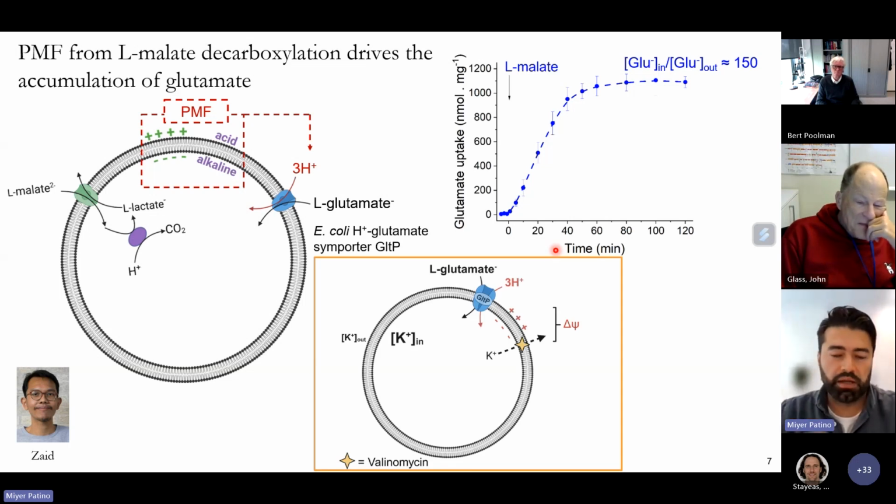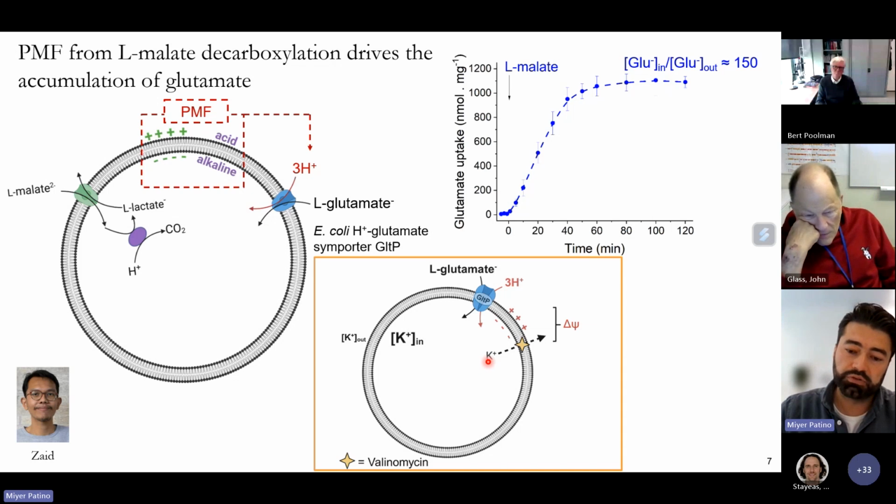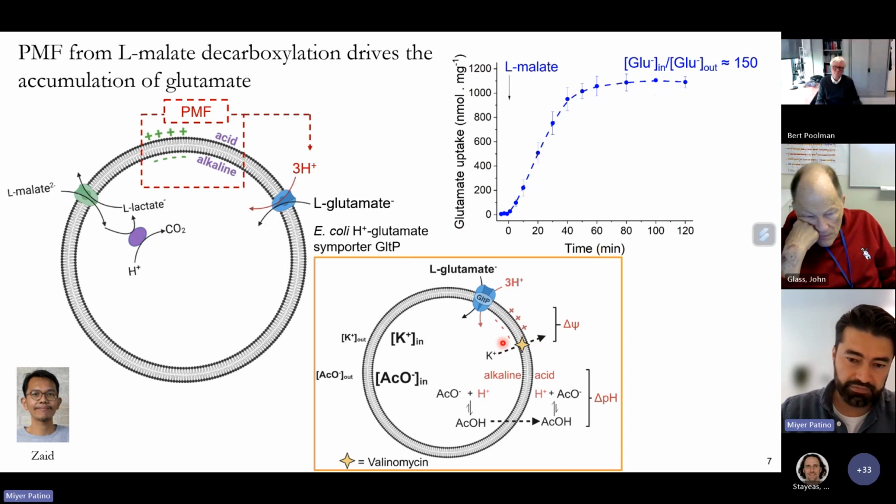But there are already experimental strategies to generate electrochemical gradients of protons in lipid vesicles. One of them is, for example, if you have an outward potassium concentration gradient and then you add valinomycin, which is an ionophore specific for potassium, potassium will diffuse outside, and that will generate a membrane potential, negative inside. If in addition you have an outward acetate gradient, the fraction of acetic acid in equilibrium with the acetate will diffuse outside, and outside it will dissociate into protons and acetate, and that will generate a pH gradient, alkaline inside.